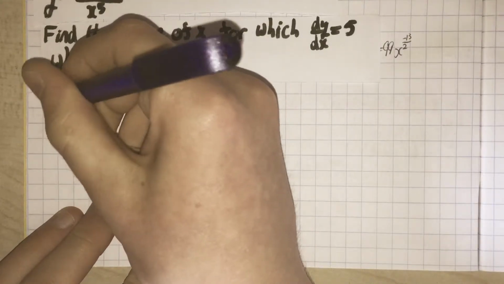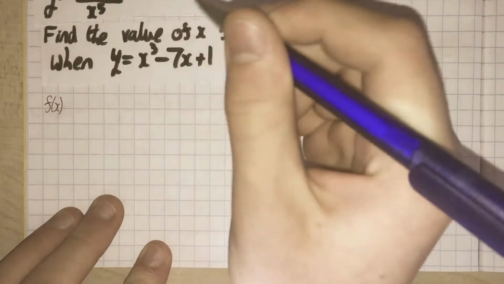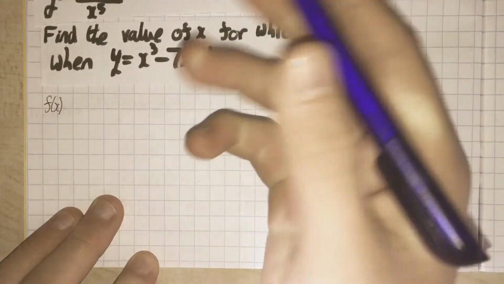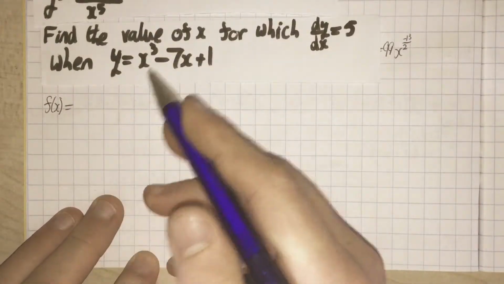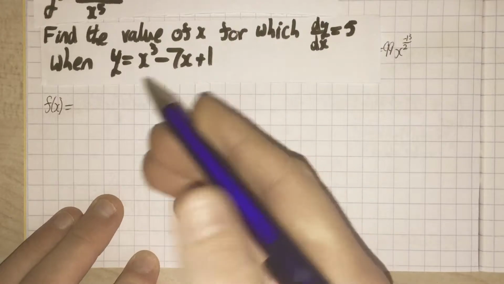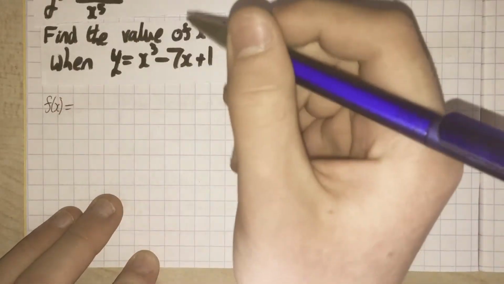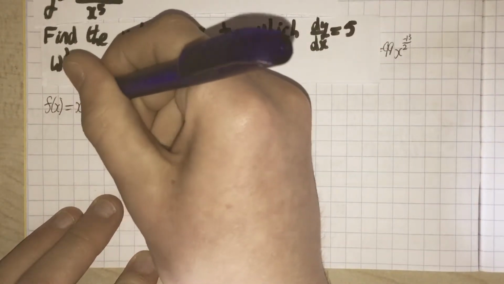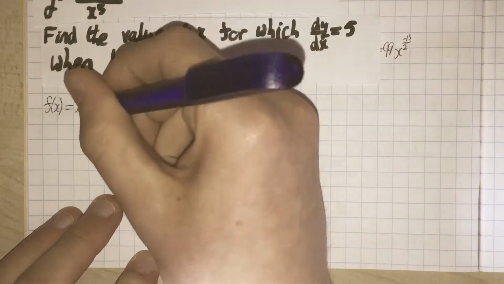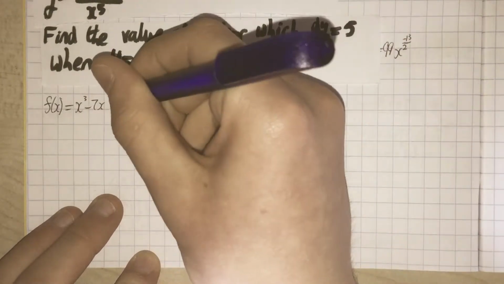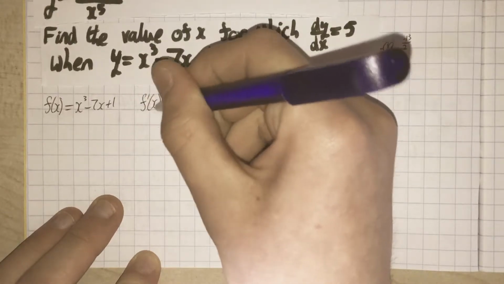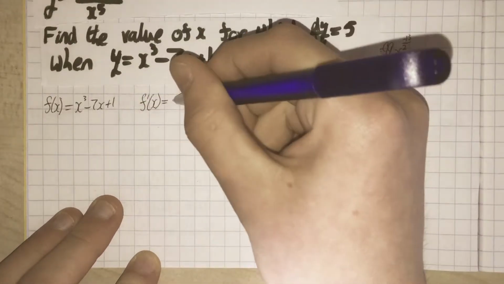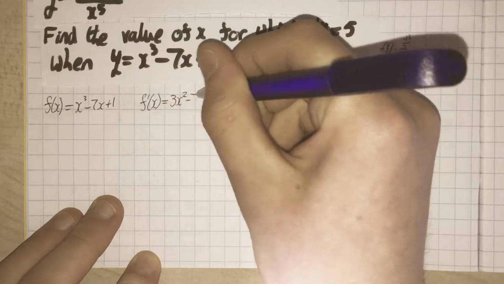Right. So we're going to go with f of x, because y, f of x matters not. I mean, I suppose I should keep it as y, because they gave it as y. But I felt like going for something a little different from the previous examples. So x cubed minus 7x plus 1. So f dash of x is going to equal 3x squared minus 7.